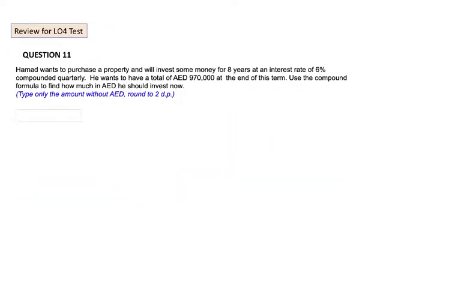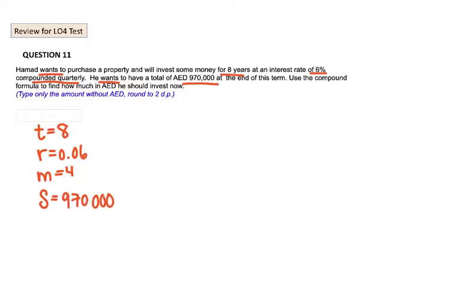Okay, let's look at this last question. Hamad wants to purchase a property. So he's going to invest some money for 8 years. So time equals 8. The interest rate is 6%, 0.06. Compounded quarterly, M equals 4. He wants to have 970,000. That means the future value. He doesn't have it now, but he wants to have this much in the future. Use the compound formula to find out how much he should invest now. So we don't know the present value, how much he should put in the bank right now.